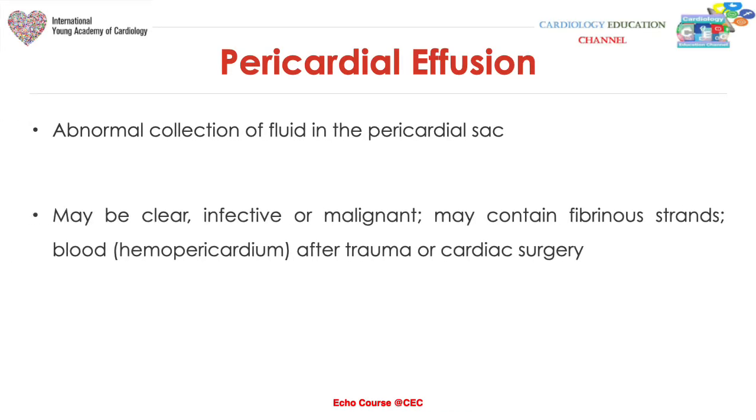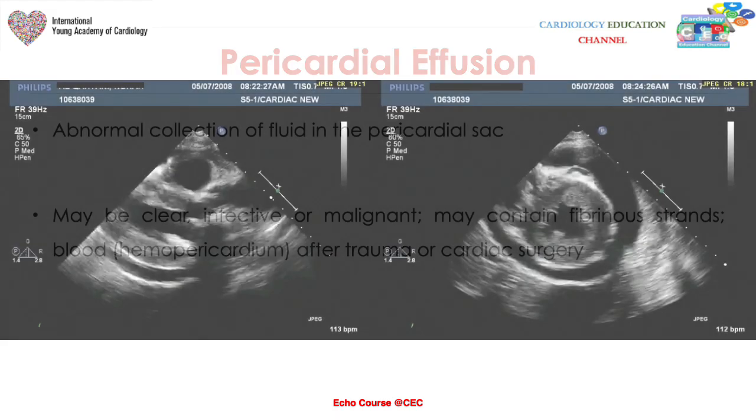Pericardial effusion is defined as an abnormal collection of fluid in the pericardial sac between the visceral and the parietal layers of the pericardium, and it may be clear, infective, or malignant, and may contain fibrinous strands or blood, like in hemopericardium, and like after trauma or in cardiac surgery.